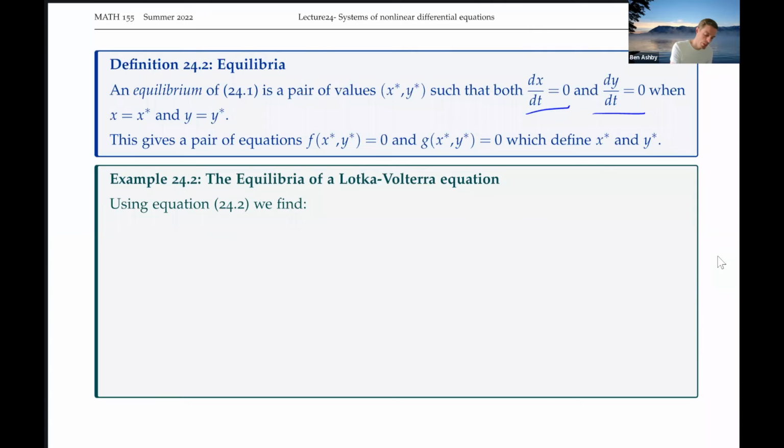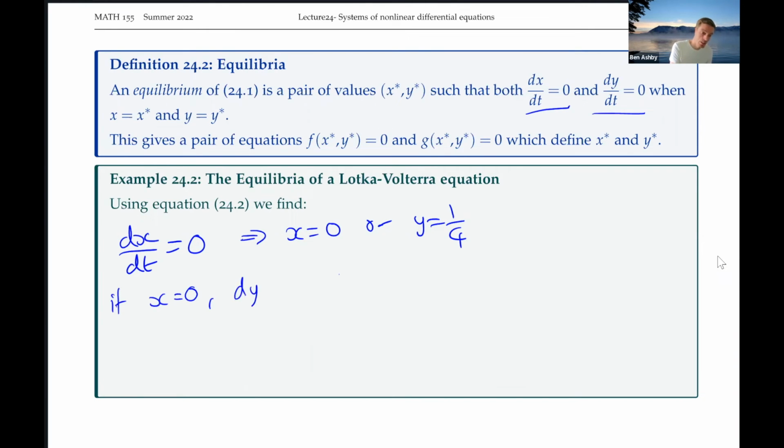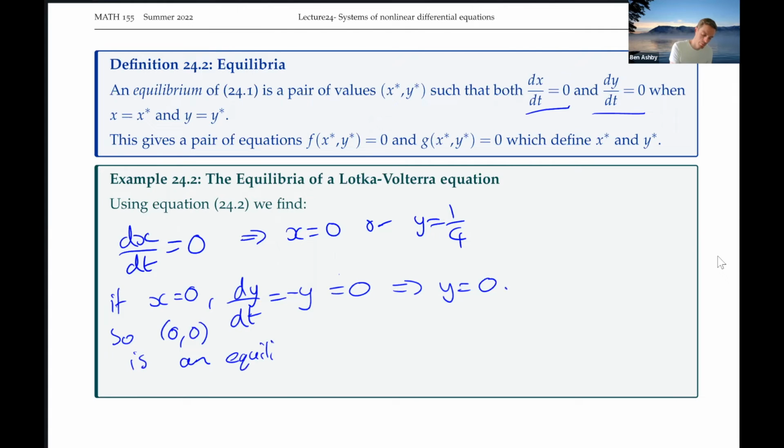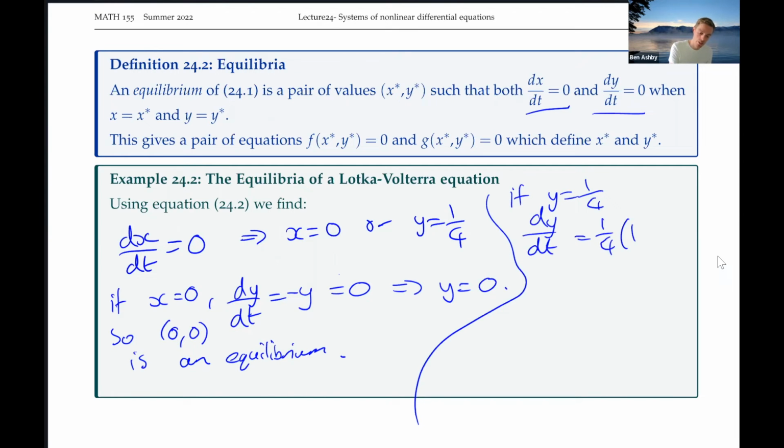So if we just go back to our equation, dx dt is equal to 0, that implies that x is equal to 0 or y is equal to a quarter. So if you hadn't drawn your phase plane, you would have ended up with this. And then if x is equal to 0, our dy dt is going to equal minus y, and that's only equal to 0 if y is equal to 0. So 0, 0 is an equilibrium. Similarly, if y is equal to a quarter, then dy dt is going to equal a quarter of 1 minus x. And that's only equal to 0 when x is equal to 1. So 1, 1 quarter is also an equilibrium.